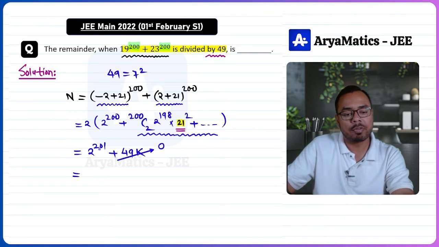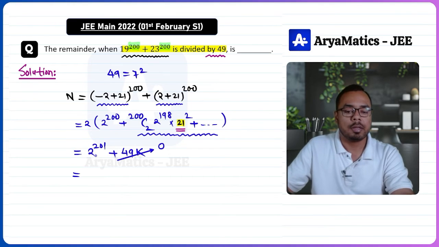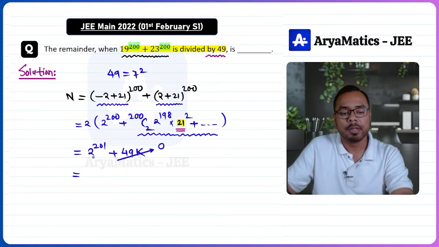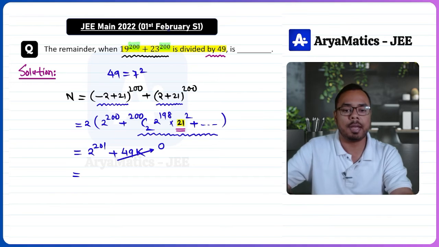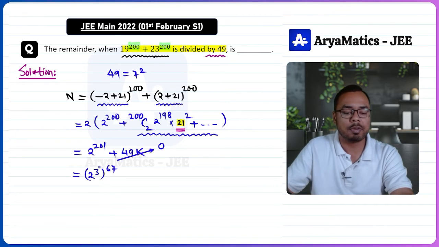So now basically we have to focus on 2 raised to 201. And again, we have to think about which power of 2 is 7 plus or minus 1, or a multiple of 7 plus or minus 1, because we are dividing by 49 and 49 is 7 square. Clearly you can see that 2 cube will be 8, and 8 we can write as 1 plus 7. So we'll write this as 2 raised to 3, and this raised to 67. 201 is a multiple of 3; 3 into 67 will be 201.